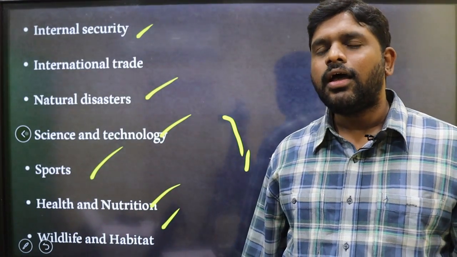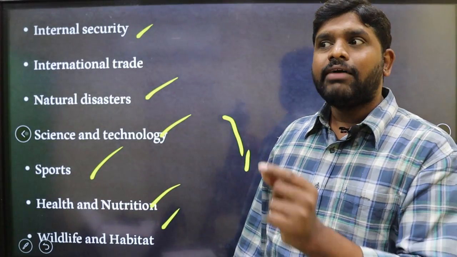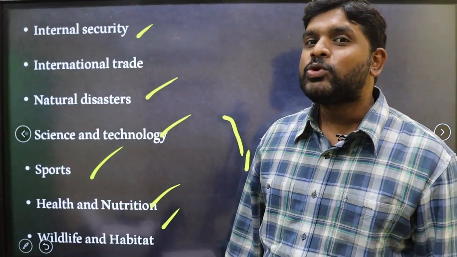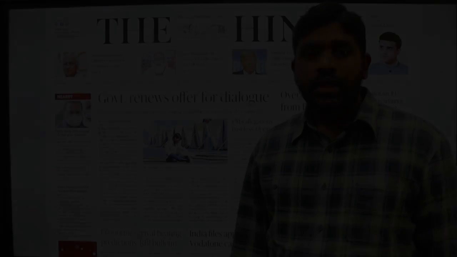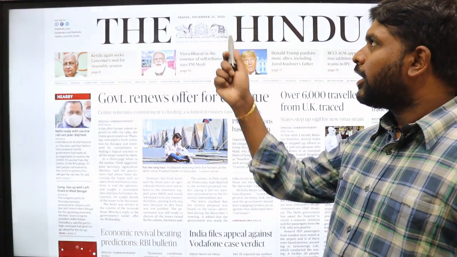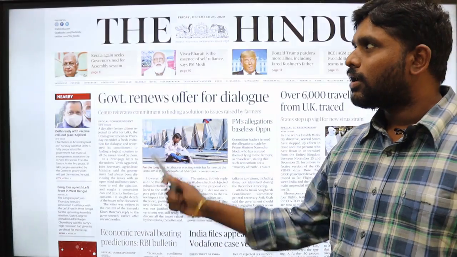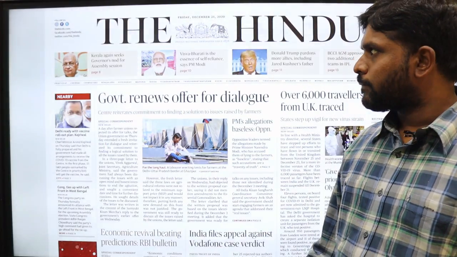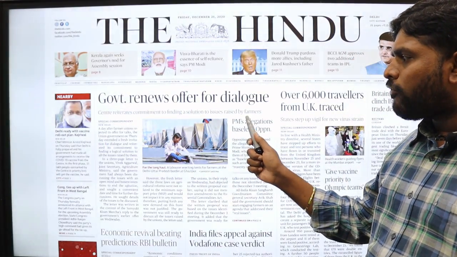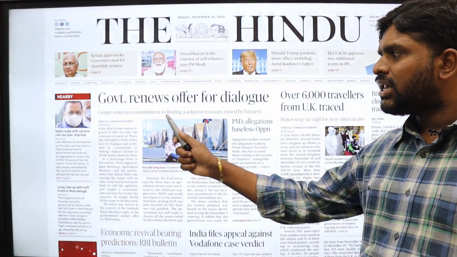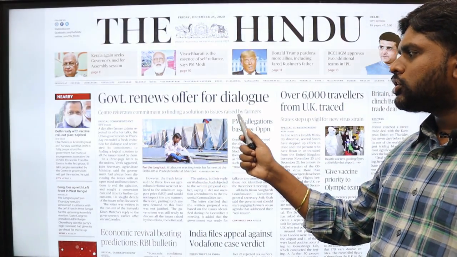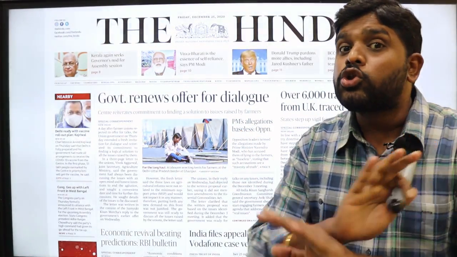In this way you have to read the newspaper. So now I will open today's newspaper and I will show how I am going to select the news items. Yes, follow me. So today, 25th December, Christmas, the newspaper I will be discussing. See here: Government renews offer for dialogue. Center reiterates commitment to finding solutions to issues raised by farmers.